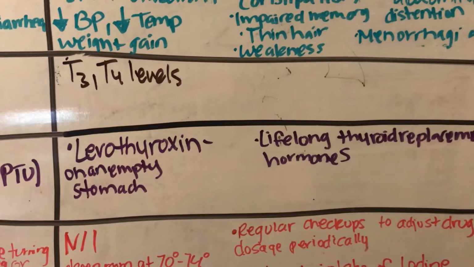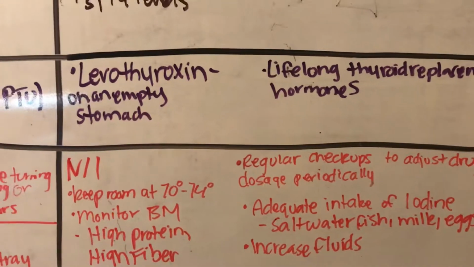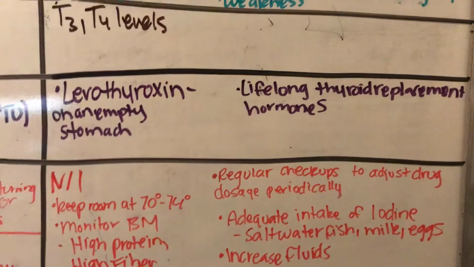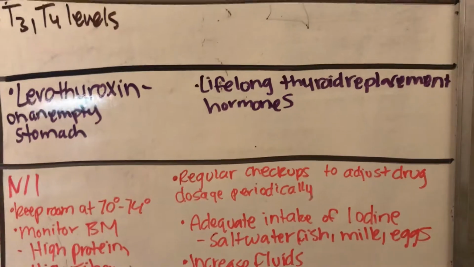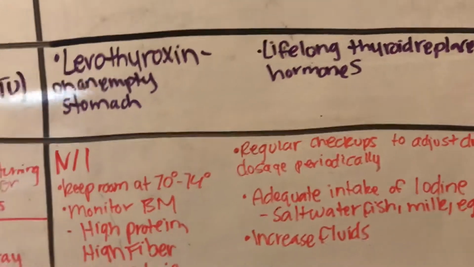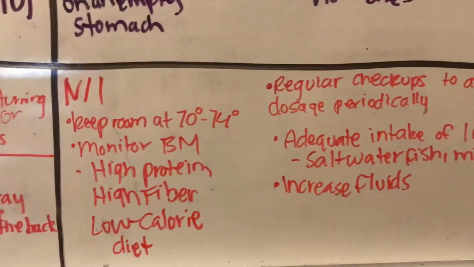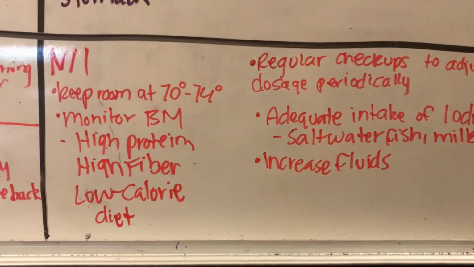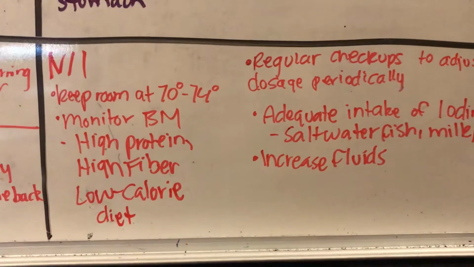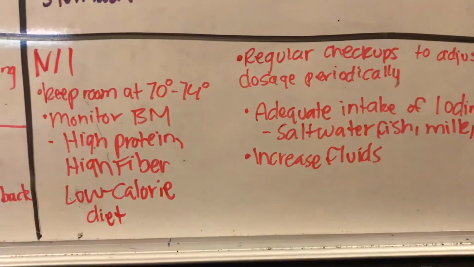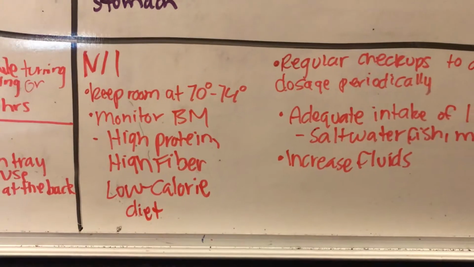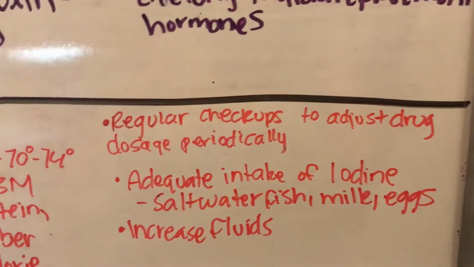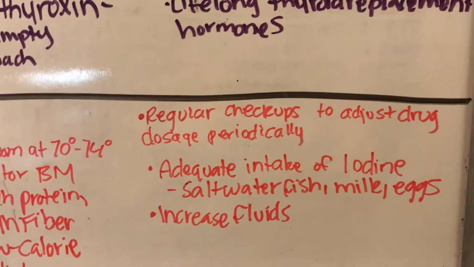Diagnostics, they check the T3 and T4 levels, and their medication is levothyroxine, which you give on an empty stomach, and they're going to be having lifetime hormone replacement treatment. Your nursing interventions, you want to keep the room at 70 to 74 degrees because they get really cold easily. You want to monitor their bowel movements for signs of constipation. They're going to be on a high protein, high fiber, low calorie diet since they're prone to weight gain. You want them to have regular checkups to adjust their drug dosage periodically.